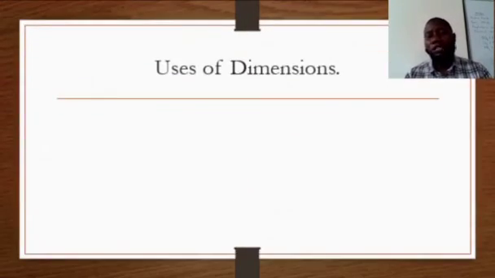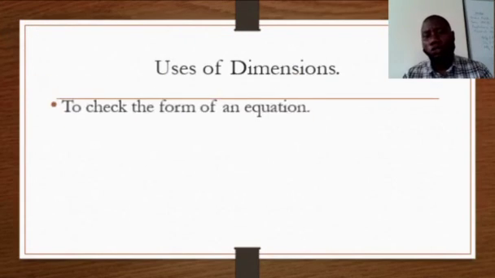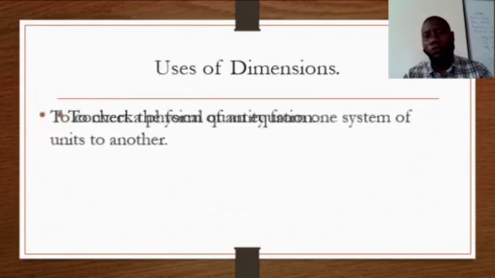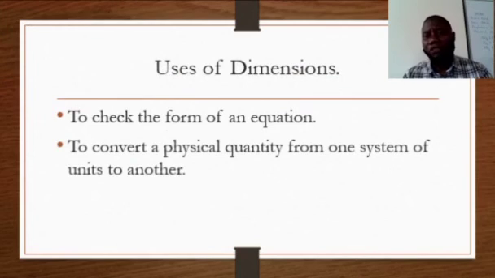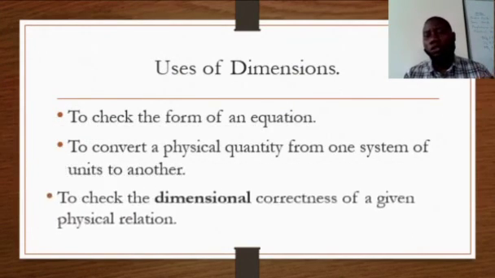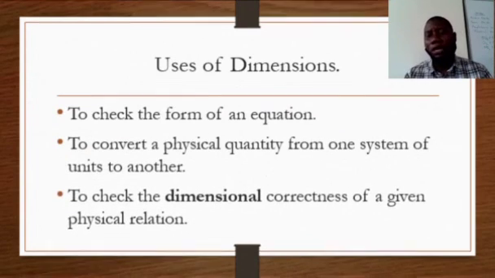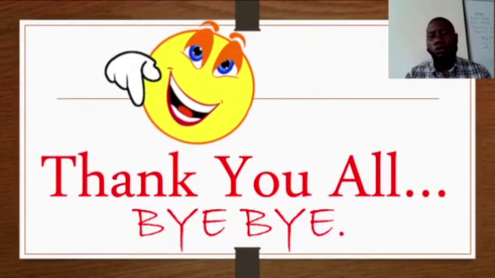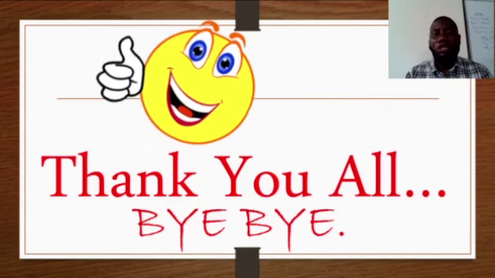Finally, looking at the use of dimension, we have dimension to check the forms of an equation, to convert physical quantities from one system of units to another, and to check the correctness of an equation. In our next lesson, I'm going to be using dimension to check the correctness of these equations and so on.